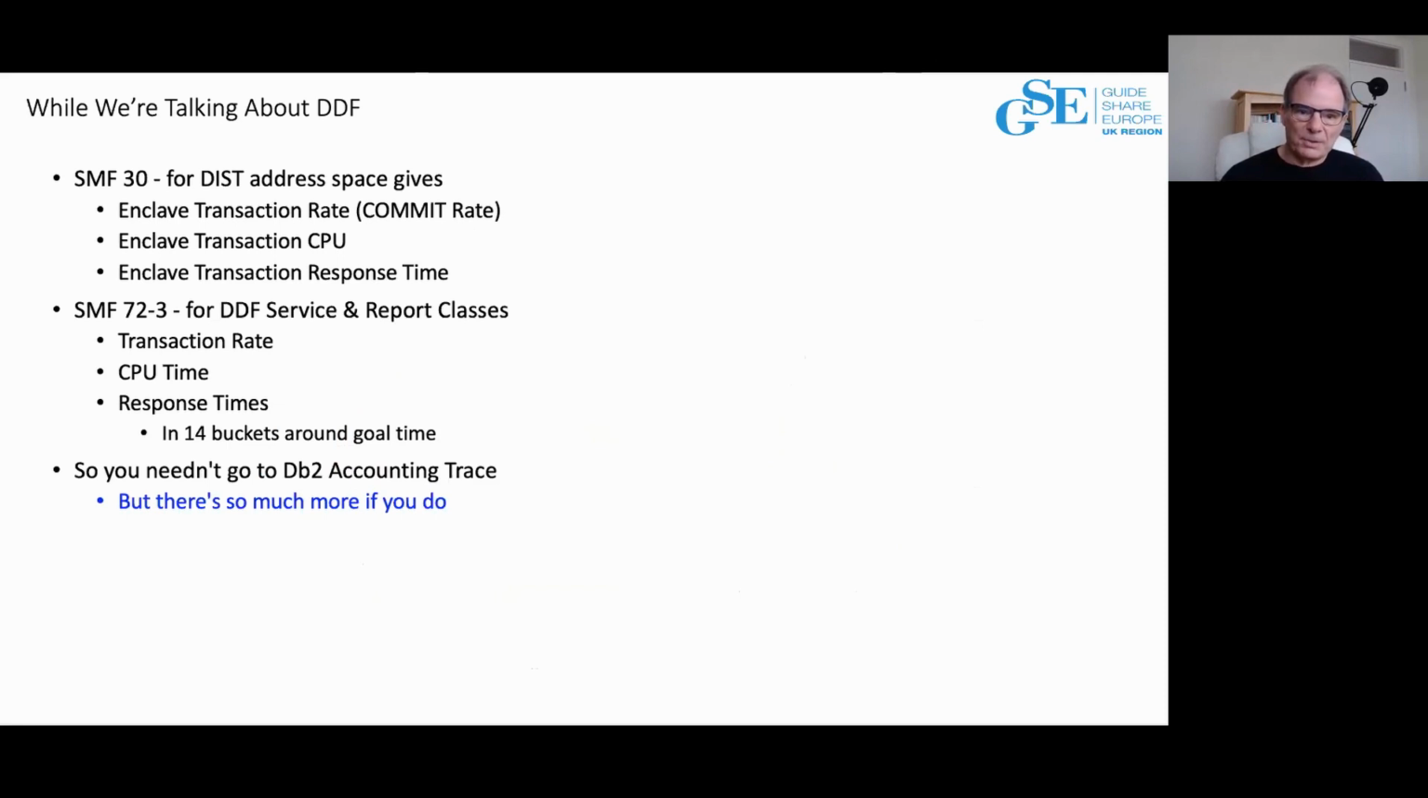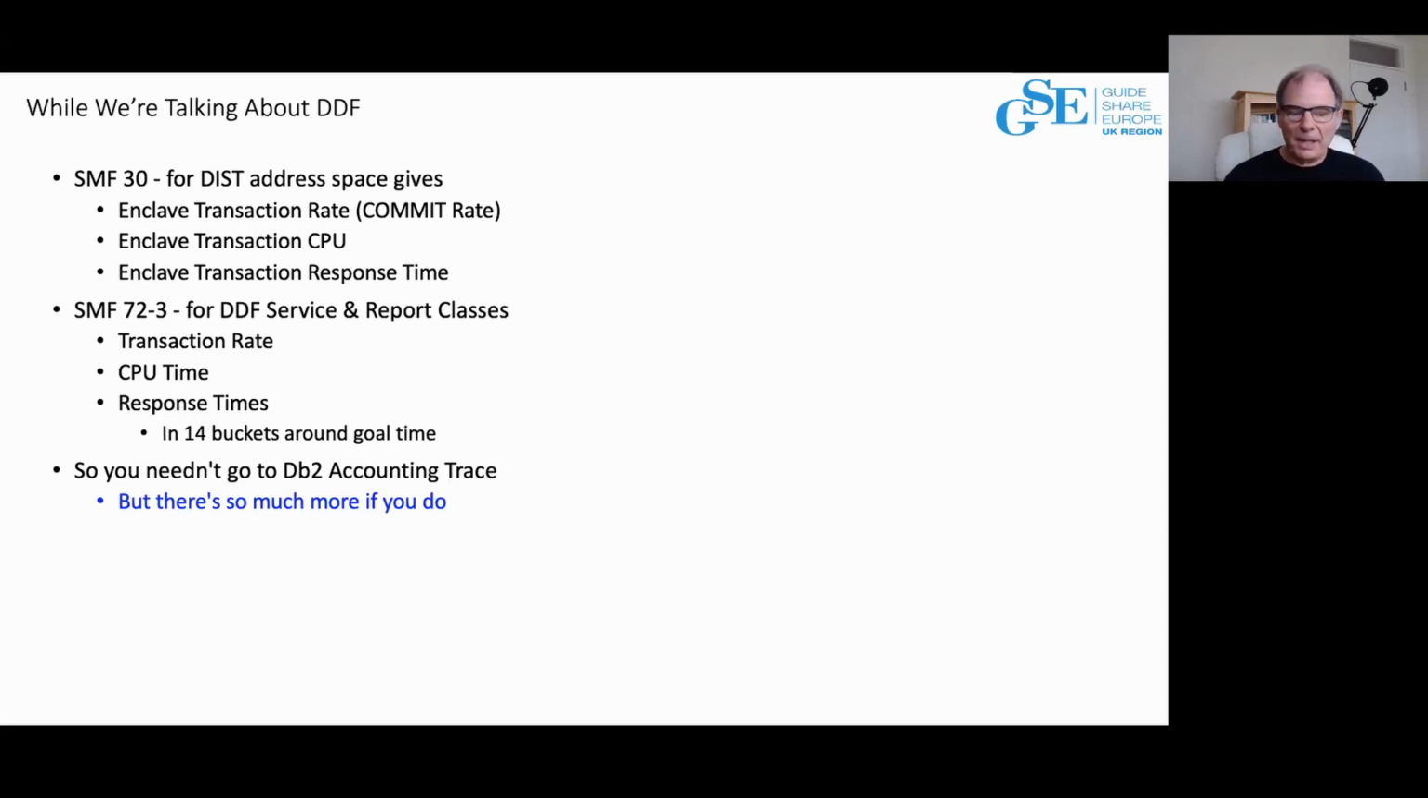You could get the total response time and divide by the transaction count, and then you would get the average transaction response time. And it would only ever be average because that's all you get out of SMF30. Now, if you want to go further on DDF, and you probably do, in fact, SMF72 subtype 3 for DDF service and report classes gives you the transaction rate, gives you the CPU time, and gives you lovely 14 buckets of response time values. So you can see a distribution which might help you setting goals.